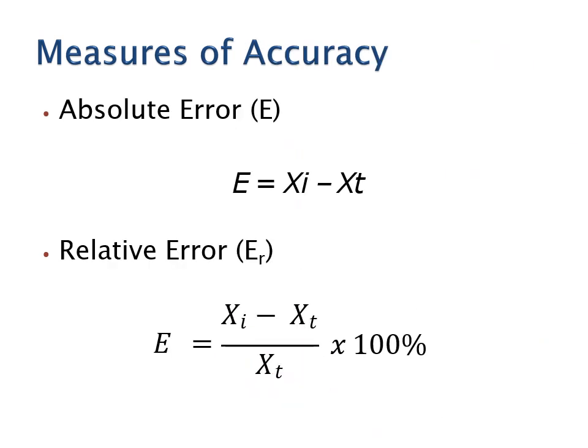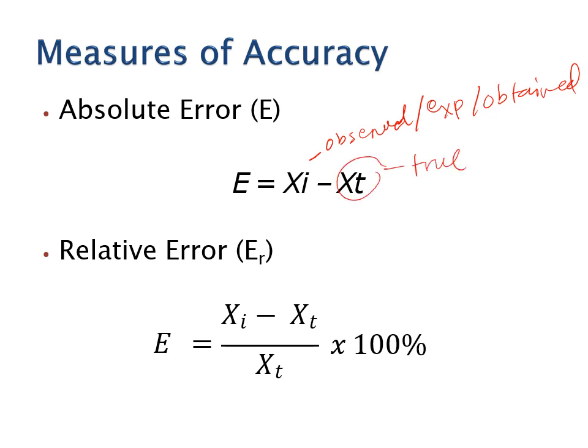And then we have the measures of accuracy. First, we have the absolute error. So, absolute error is equals to the observed or experimental value or obtained value minus the true value. Next, we have the relative error, wherein this is also the observed value. And this is the true value divided by the true value times 100%.